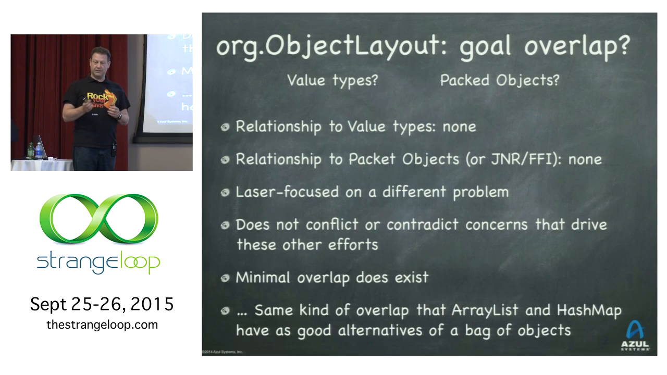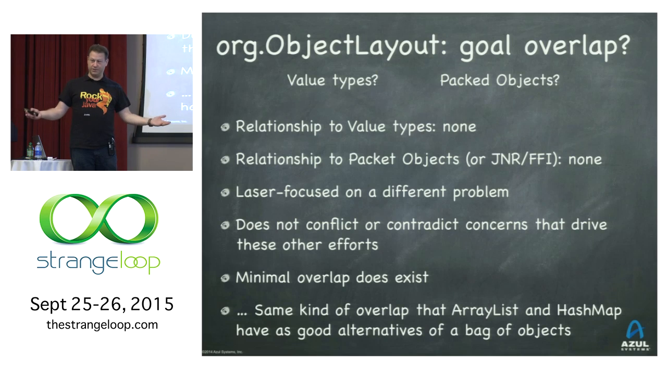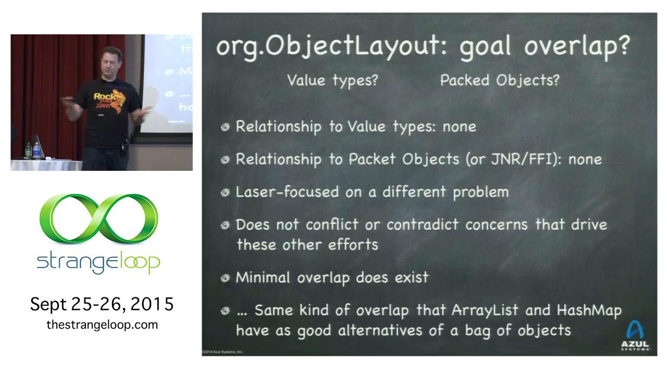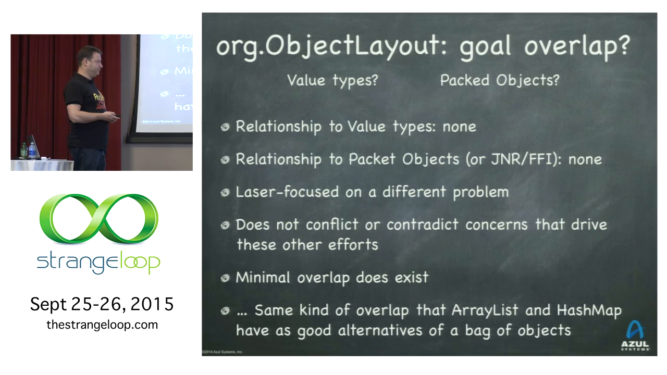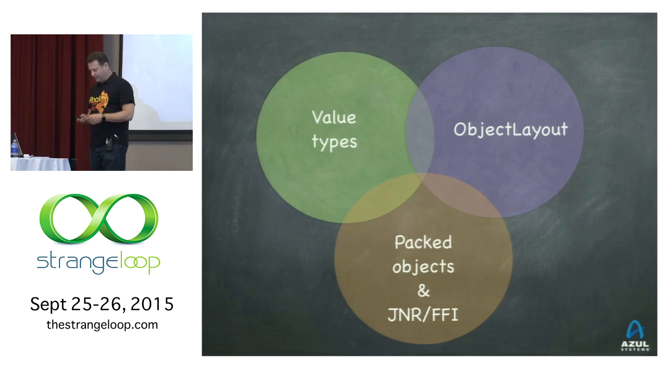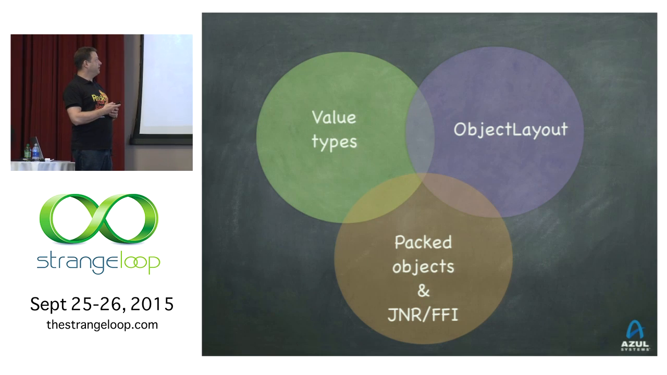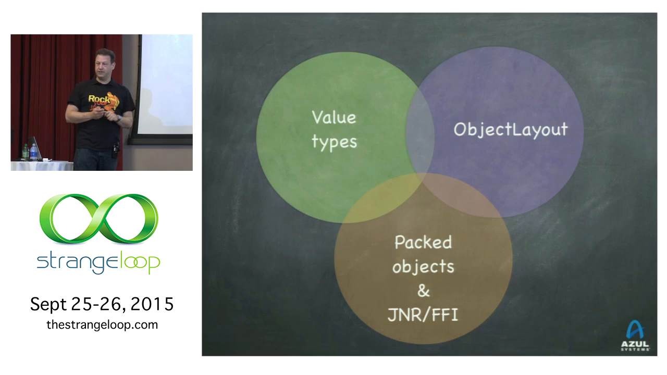You can, for example, do some things in value types that you can also do in structured array and object layout, and you can also do with packed objects. But that's the same as you could use an array list and a hash map to store objects. There's overlap there. That doesn't mean that it's wrong to have the overlap. They just have different qualities and purposes, and you just want to use the right tool for the job. A pictorial way of looking at this, more of a Venn diagram. There's value types, object layout, and packed objects, JNR and FFI are grouped together.